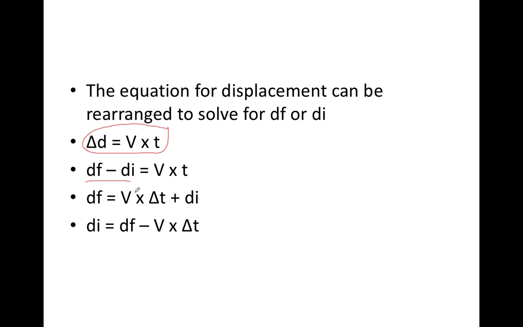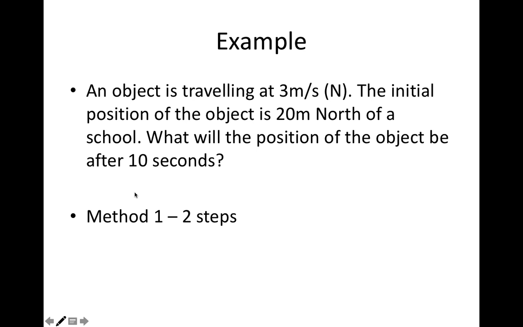Practice rearranging. As I mentioned before, you can always plug in numbers first and then rearrange it if that's easier for you. You will not have these equations on the test, so you have to know how to rearrange the equations. So here's an example. An object is traveling at 3 meters per second north. The initial position of the object is 20 meters north of a school. What will the position of the object be after 10 seconds? You can always draw a diagram of the scenario for yourself. So method 1 will use 2 steps. Step 1, calculate delta D.